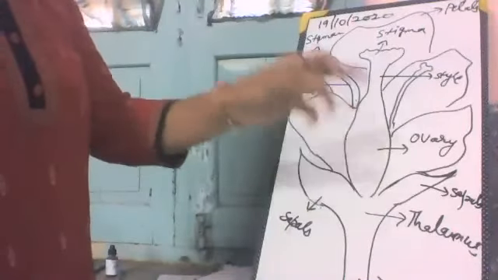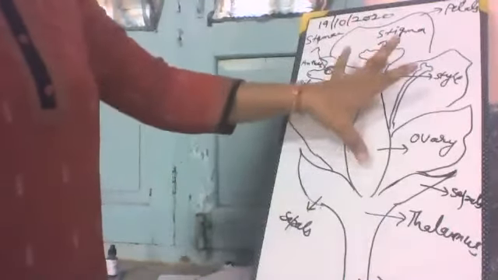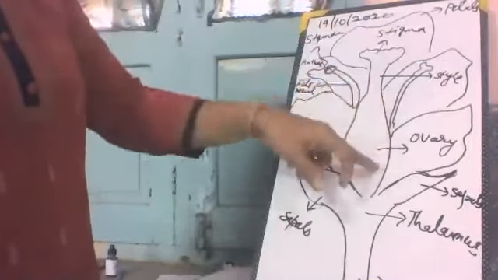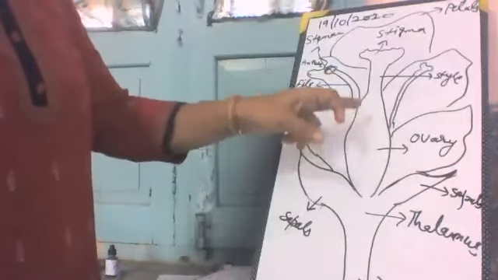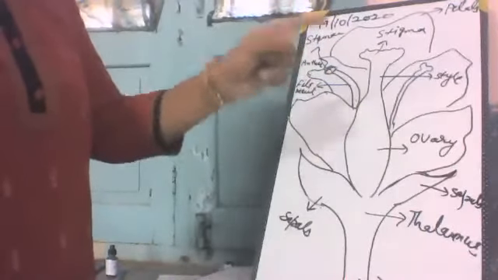It consists of the carpels. The other name of this female part is pistil or carpel. The whole structure, stigma, style and ovary, all together are known as pistil, and another name of pistil is carpel.